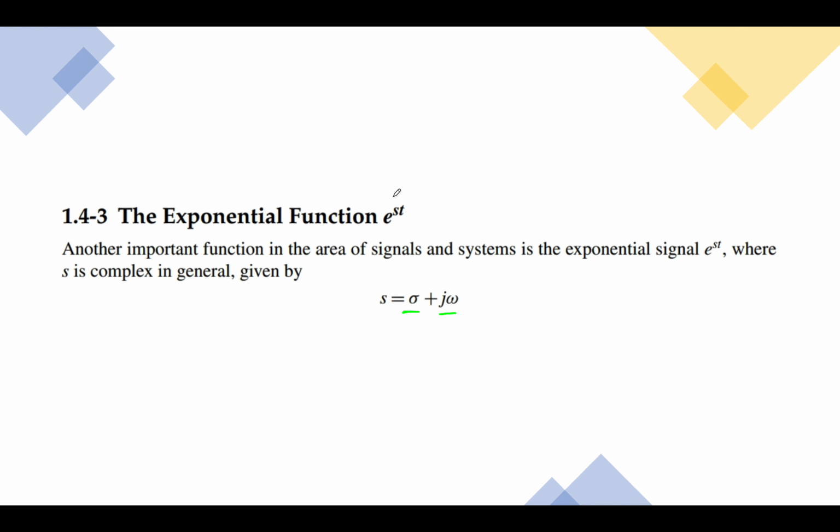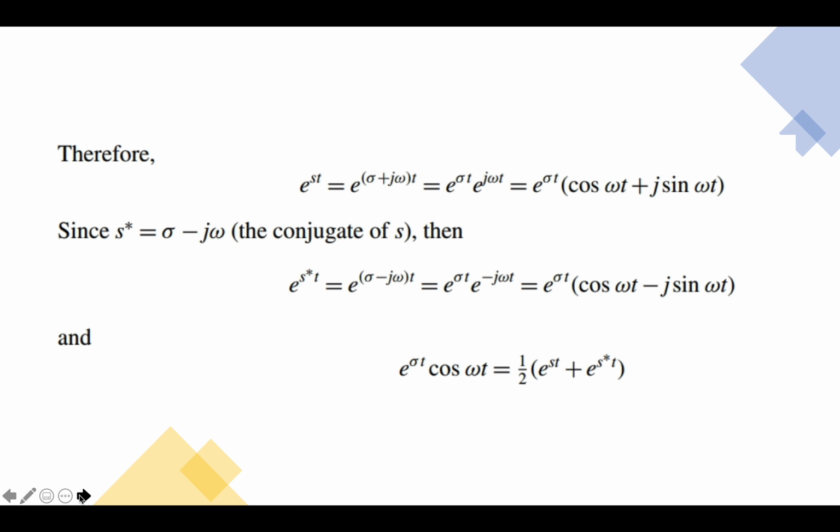So this function e to the st, depending on the relative values of sigma and omega and whether they are negative or positive, can represent exponential growth, exponential decay, a constant, a sinusoid, a damped sinusoid. Right there, we've covered most of the functions that you see on a regular basis in electrical engineering. So here's a little bit of a discussion of that.